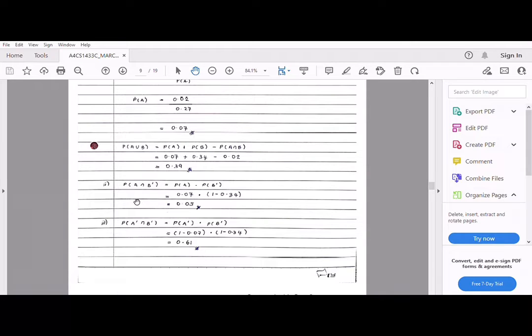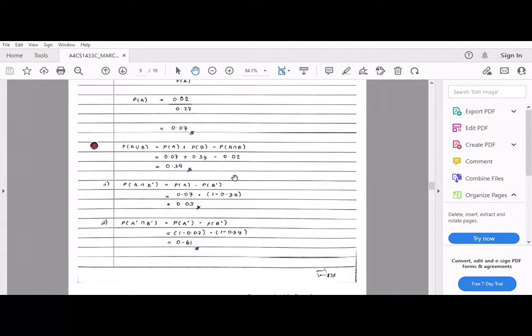Okay, so let's move to the next question. Probability A intersect B prime. When you see this symbol which is intersect, you must use the rule of multiplication. So you have to use the formula probability A multiplied by probability B prime.